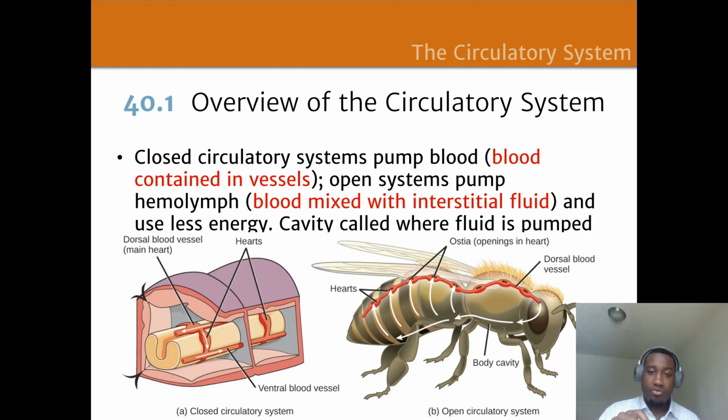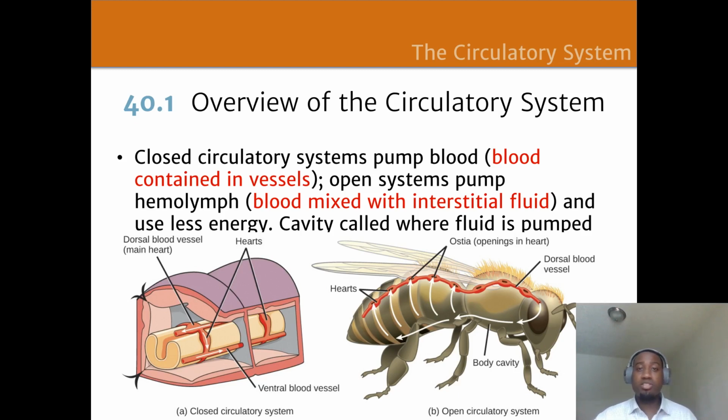Now, for open systems, it's the opposite. In open systems, blood is mixed with interstitial fluid. And the reason why it's mixed with interstitial fluid is because it's not found in vessels. It's just floating around inside the body cavities. A good example of that are insects. You step on an insect and you hear that crunch from the exoskeleton, and then you see all the juices kind of ooze out, right? Those juices are found throughout the body of the insect. And what it is, is hemolymph. Hemolymph is blood plus interstitial fluid together, and they're mixed together because the blood isn't found only in blood vessels. The blood is found all throughout the cavity.